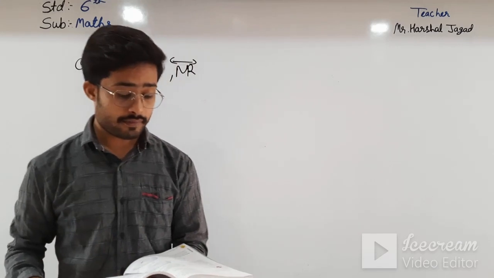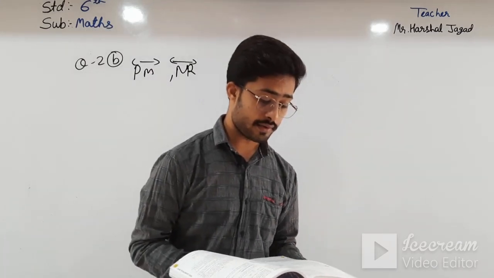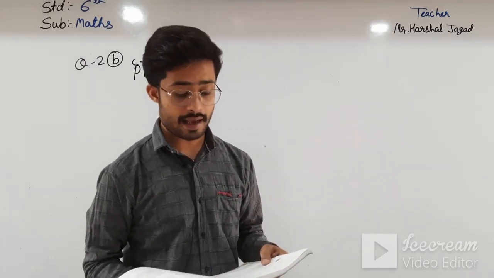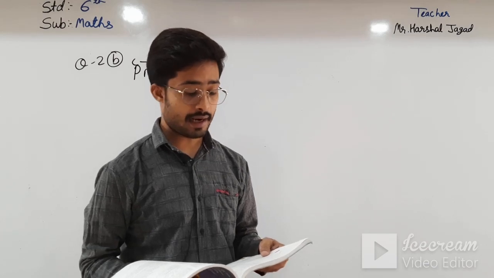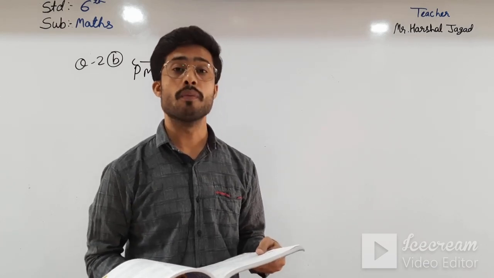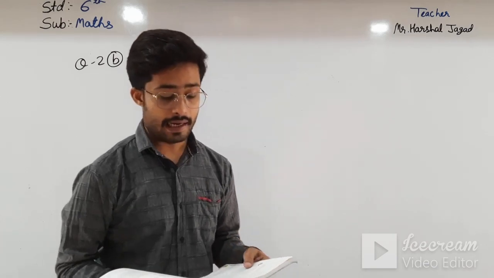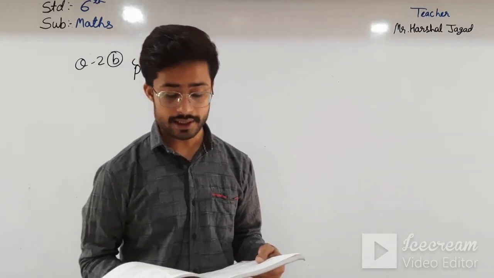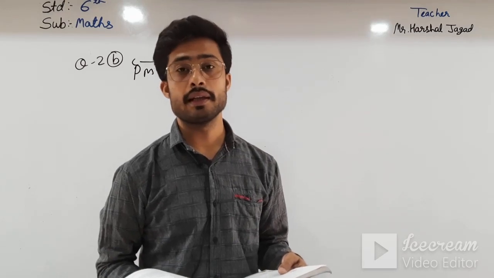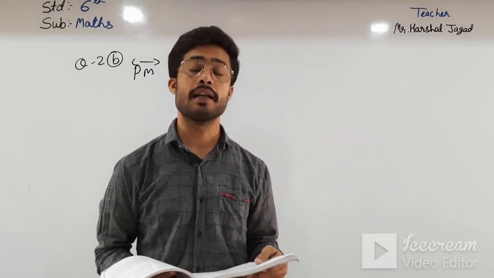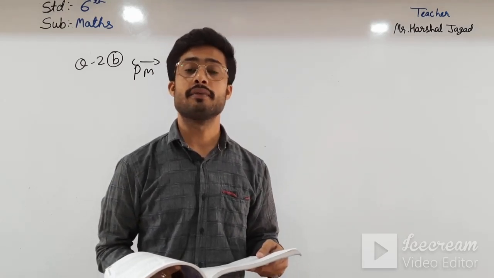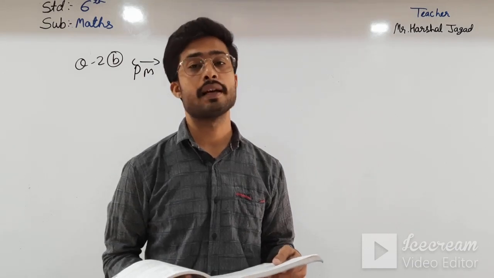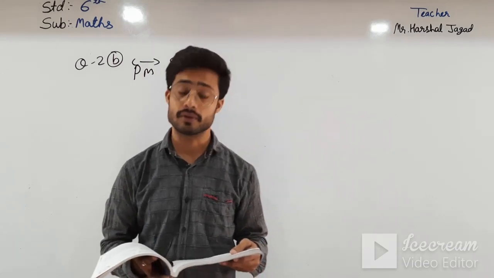Then in figure A, where do the lines PR and MN intersect? PR and MN intersect at Q, point Q. And are the three points shown in figure B collinear? No, they are non-collinear, because if the three points are in one line only, then it is collinear. If they are not in one line, then they are non-collinear.